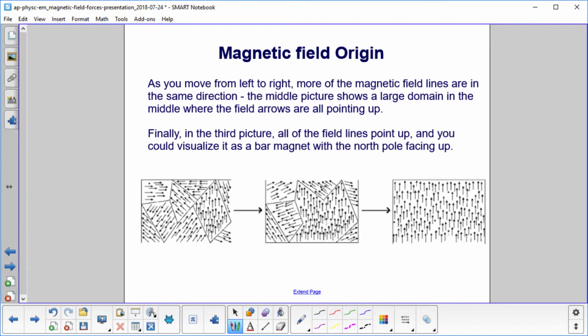As you move from left to right, more of the magnetic field lines are in the same direction. For example, in the middle here, you have a large domain where all the field arrows are pointing up. Finally, in the third picture, all of the field lines point up, and you could visualize it as a bar magnet with the north pole facing up.